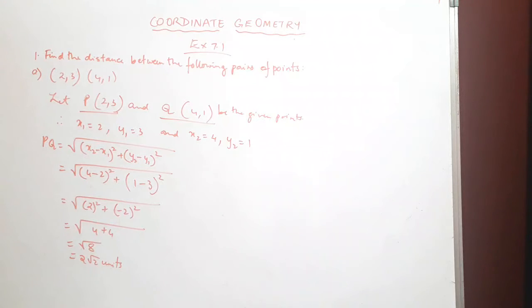So that would be the distance. When we talk about distance, there would be some units. If we are not given the distance units, we can just write 2 root 2 units. That solves our first problem under question 1.